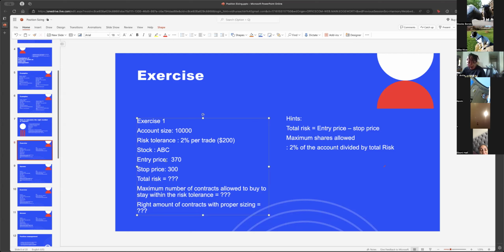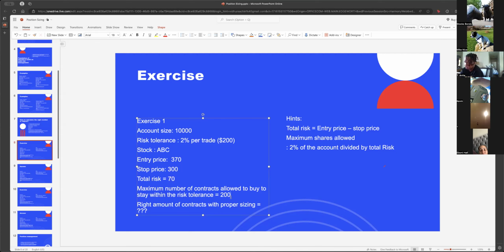Let me repeat it again. For people who still don't get it, it's pretty simple. Take your entry price, the amount of money you paid to enter that contract. Take your stop price, and in order to calculate your total risk, subtract your stop price from your entry price, and you are going to get your total risk. In this scenario, it's $70. If you're wrong, if this contract stops you out, you're going to lose $70 per contract. Now, the maximum amount of contracts you're allowed to buy is pretty simple, 2% of your account. How did you get 70? Entry price minus stop price. Entry price is 370, stop price is 300. The total risk is $70 per contract.